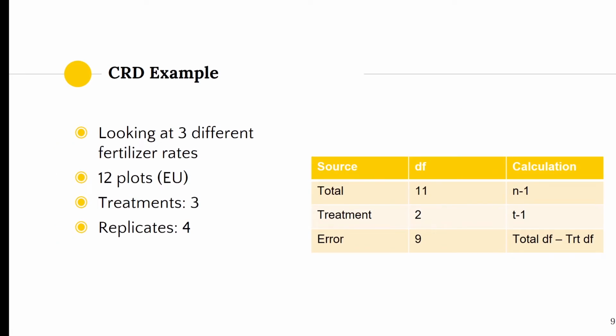Looking at the degrees of freedom across my sources of variation, I have 12 plots, or experimental units, 3 treatments, and 4 replicates. So my total degrees of freedom in the experiment is equal to 12, or experimental units, minus 1. The degrees of freedom for my treatment source of variation is 2, because I have 3 treatments, and so 3 minus 1. And then the degrees of freedom for my error term is 9, which is just 11 minus 2.